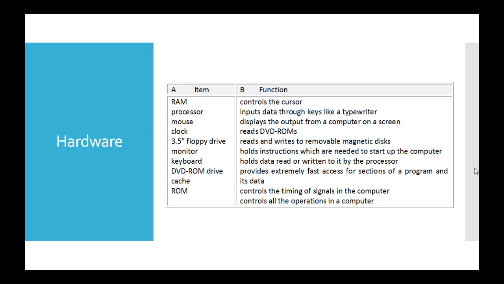Monitor displays the output from a computer on a screen. Monitor is used to display the output from a computer on a screen. Monitor is used for displaying the output from a computer on a screen. The function of monitor is to display the output from a computer on a screen.